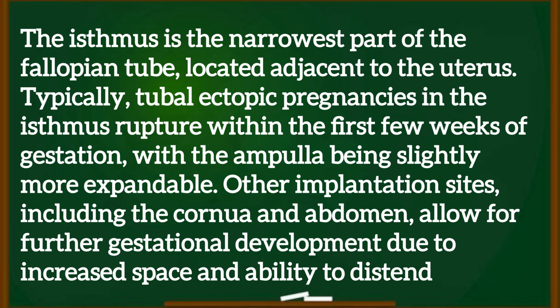Isthmus. The isthmus is the narrowest part of the fallopian tube, located adjacent to the uterus. Typically, tubal ectopic pregnancies in the isthmus rupture within the first few weeks of gestation, with the ampulla being slightly more expandable. Other implantation sites, including the cornua and the abdomen, allow for further gestational development due to the increased space and ability to distend.